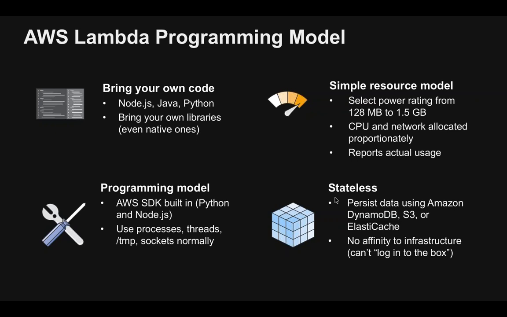Now, each Lambda function is considered stateless. In order to persist the data, you can use Amazon DynamoDB, S3, or ElastiCache. In our case, for our note-taking application, we're going to use DynamoDB. There's no actual ability to log into the box. These Lambda functions are transient functions that are spun up in response to an event.